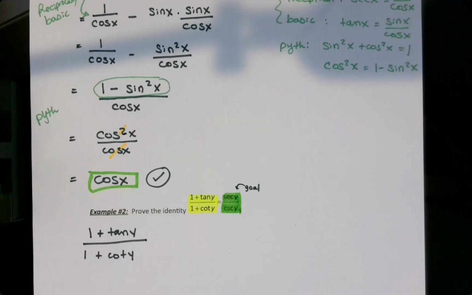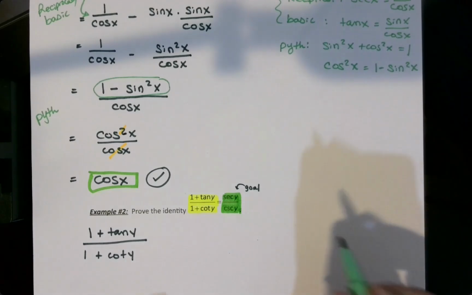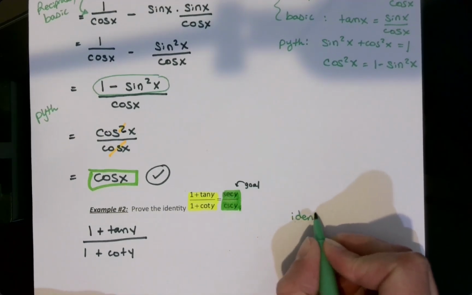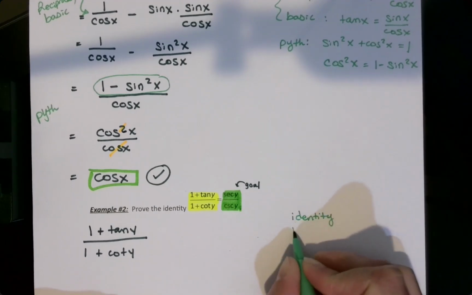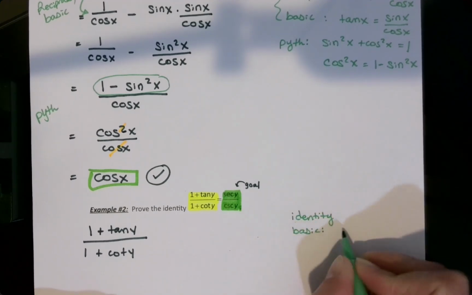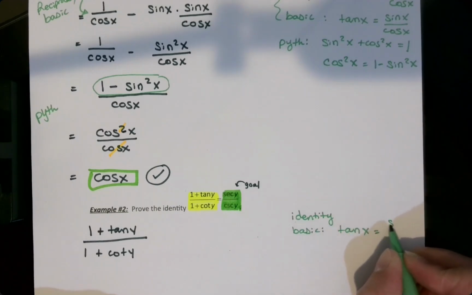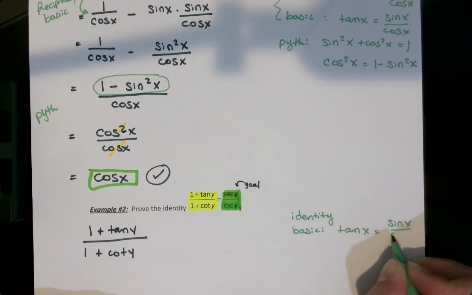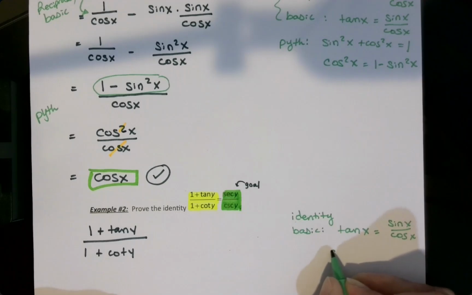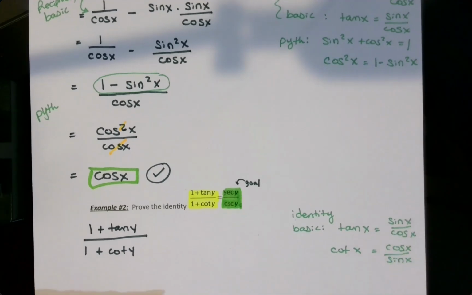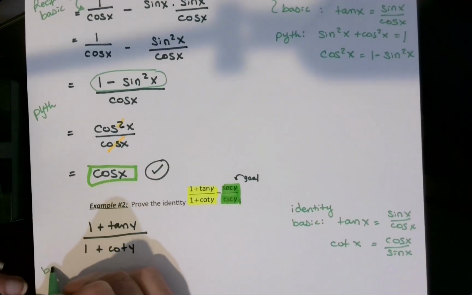So perhaps one of the first things I could do here is go into sines and cosines using some of my basics. So we know that tangent of x is equal to sine x over cosine x, and conversely, cotangent x is equal to cosine x over sine x. So let's use those basics.